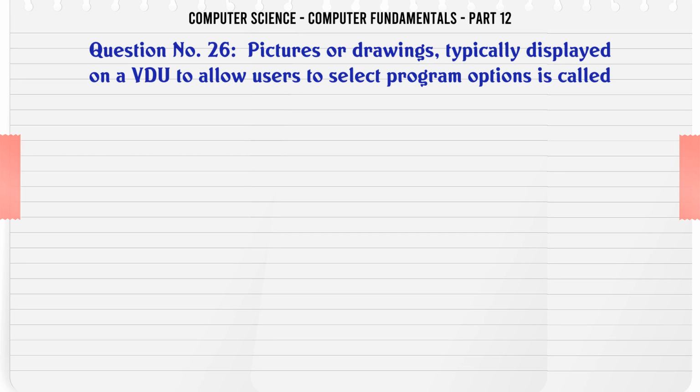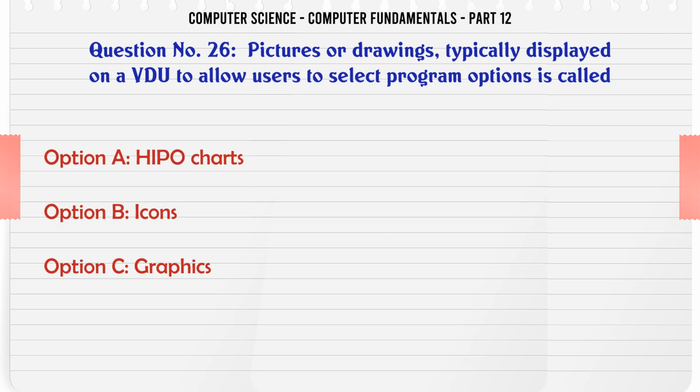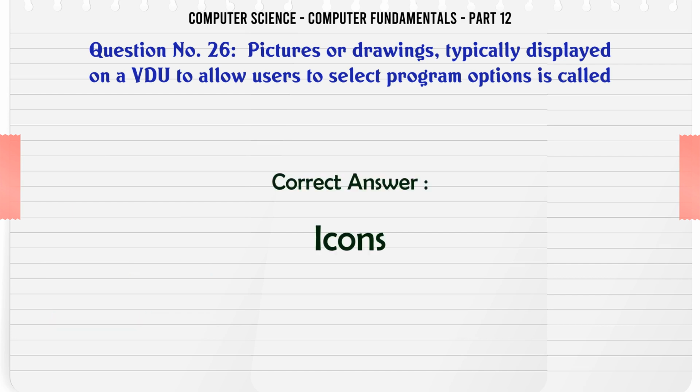Pictures or drawings typically displayed on a view to allow users to select program options is called A. Hippone charts, B. Icons, C. Graphics, D. Network. The correct answer is icons.